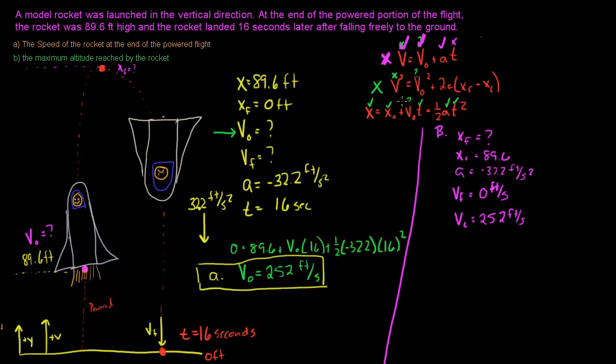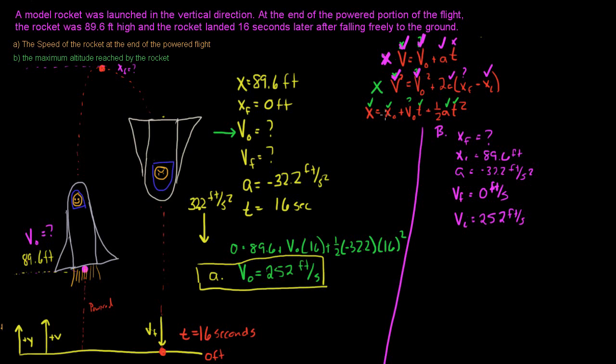So let's go to the second equation. Do we have a final velocity? We do. Do we have an initial velocity? We do. Do we have an acceleration? We do. Do we have an x final? Well, this is what we're searching for. And do we have an x initial? We do, 89.6 feet. So this equation looks pretty good. One unknown, and we know all the rest of the information.